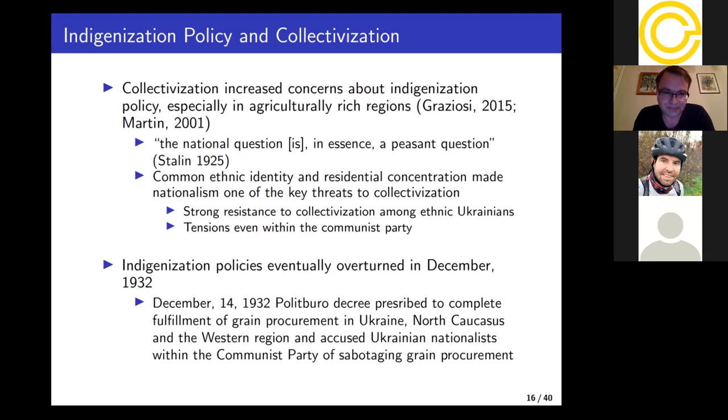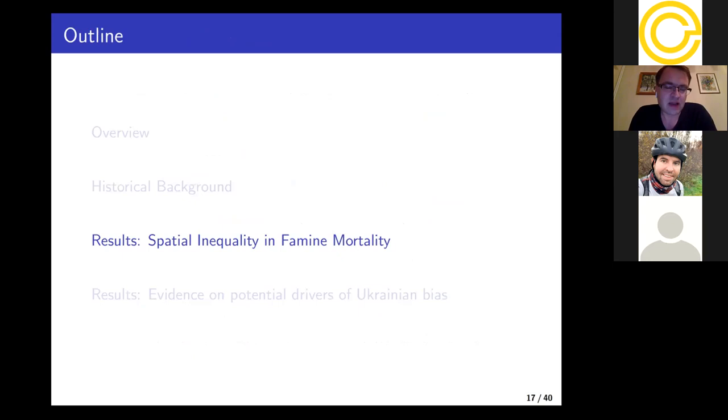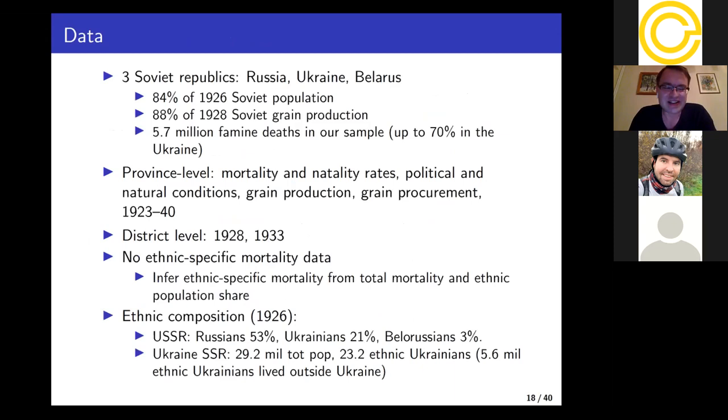So once I briefly covered the background, let me go to data and our regression results. I guess this is what you're waiting for. I already said that our data set is mostly for Russia, Ukraine, and Belarus. We have province level data and district level data. I should say that we don't have ethnic specific mortality data, and this is probably the major limitation of the data. So what we do, we regress mortality on ethnicity share, and infer ethnic specific mortality from total mortality and ethnic population shares.